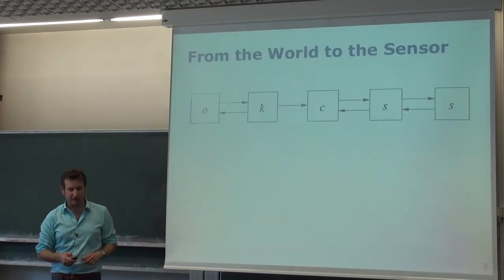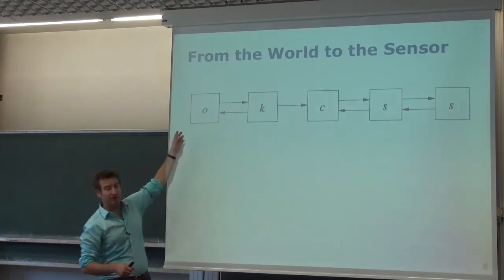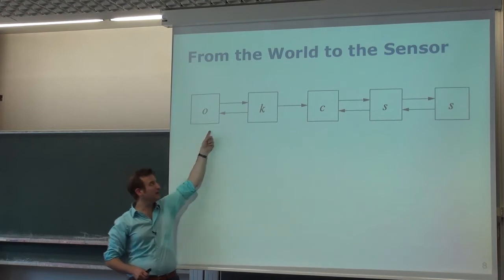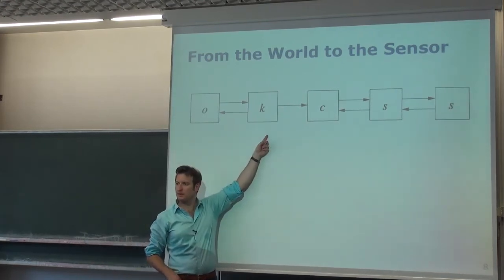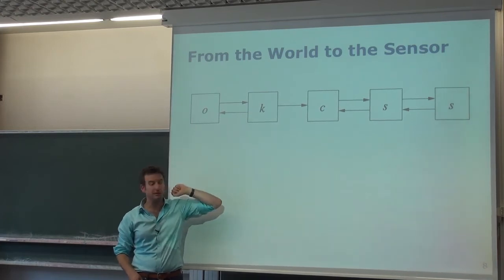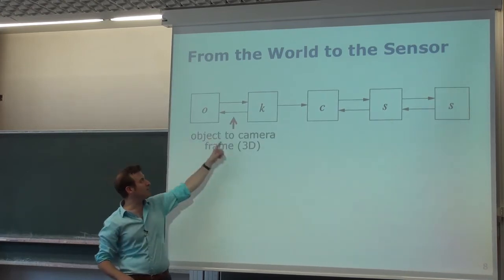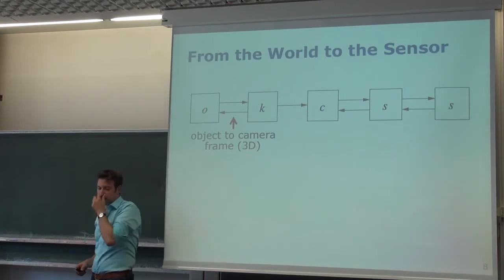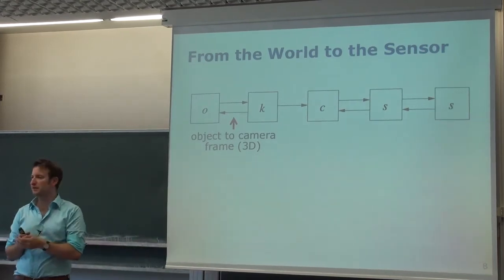Okay, sorry. We can also express it in this way. From the object coordinate frame, we can map to the camera coordinate frame. And this works in both directions because it's a rigid body transformation. So the first thing is from the object to the camera coordinate system, and this happens all in 3D.